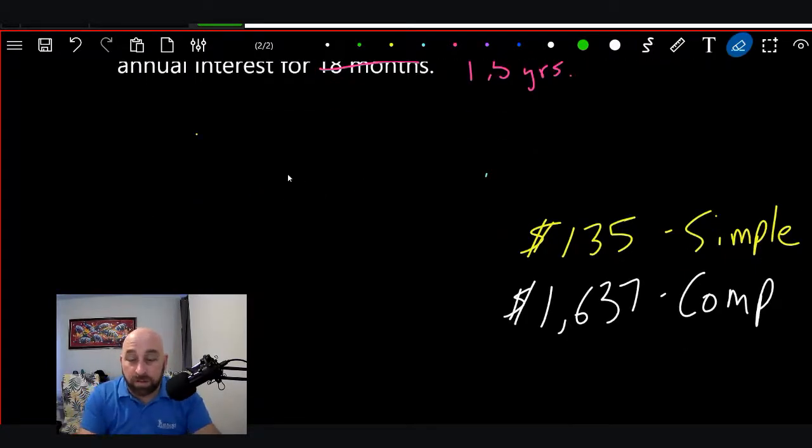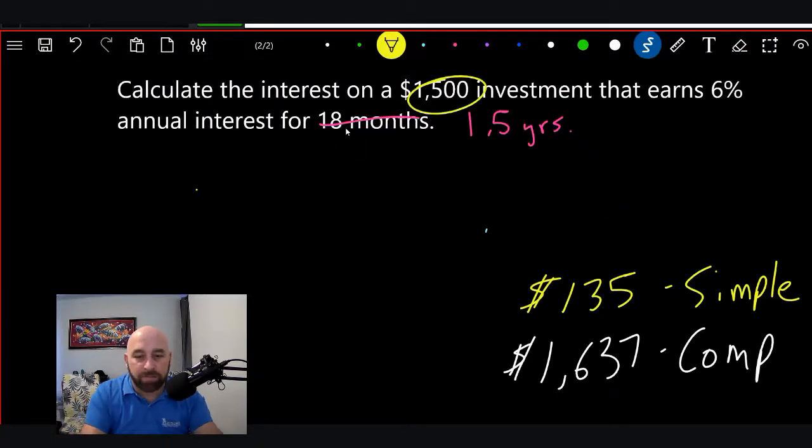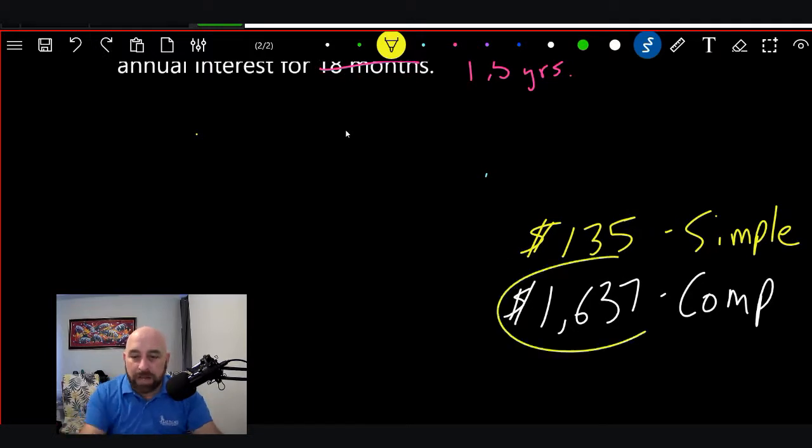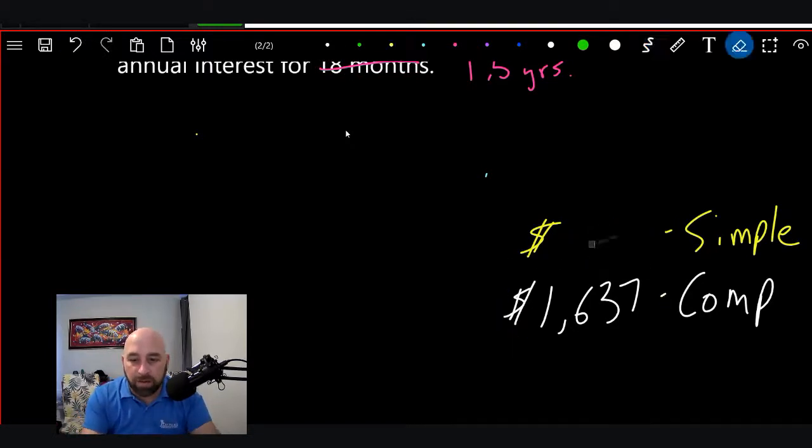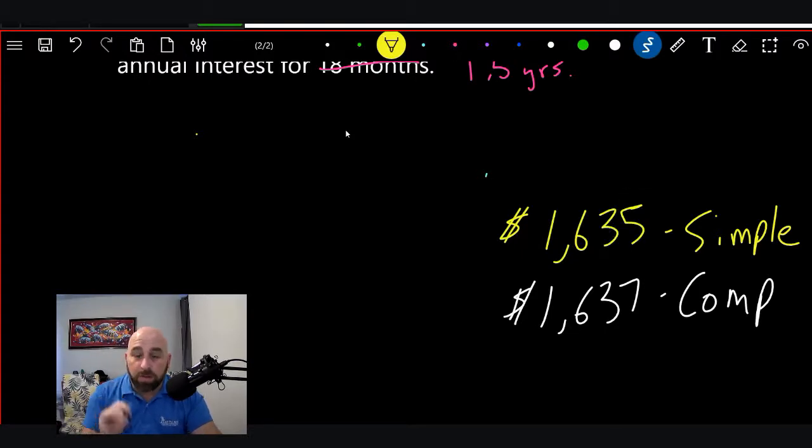So you see where the compound is a big number and the simple is a small number. Well, what I did not do with the simple is I didn't add it back to the 1500. That formula adds it back to the 1500. So really what I'm going to get here is if I add it back to the 1500, I'm going to get 1,635. So now the bank only made an extra $2 there, right?